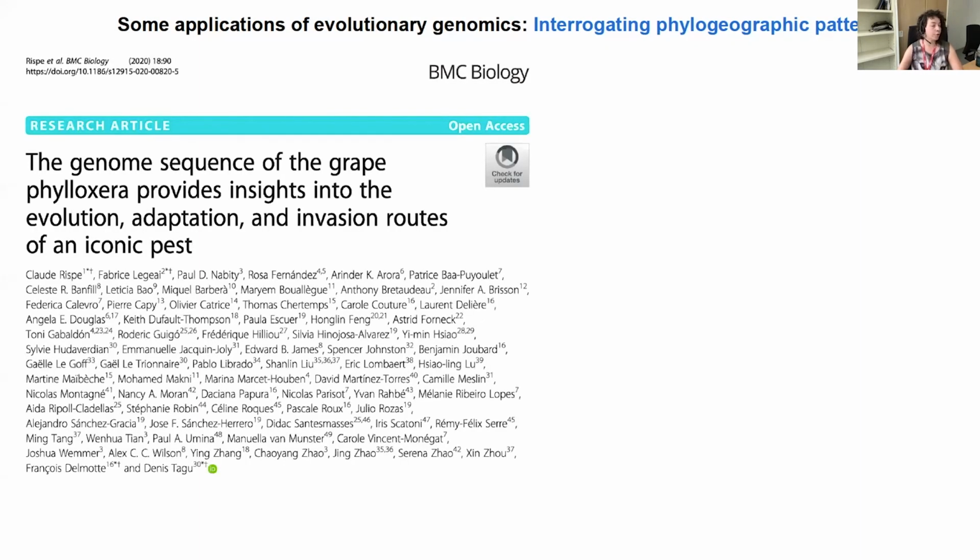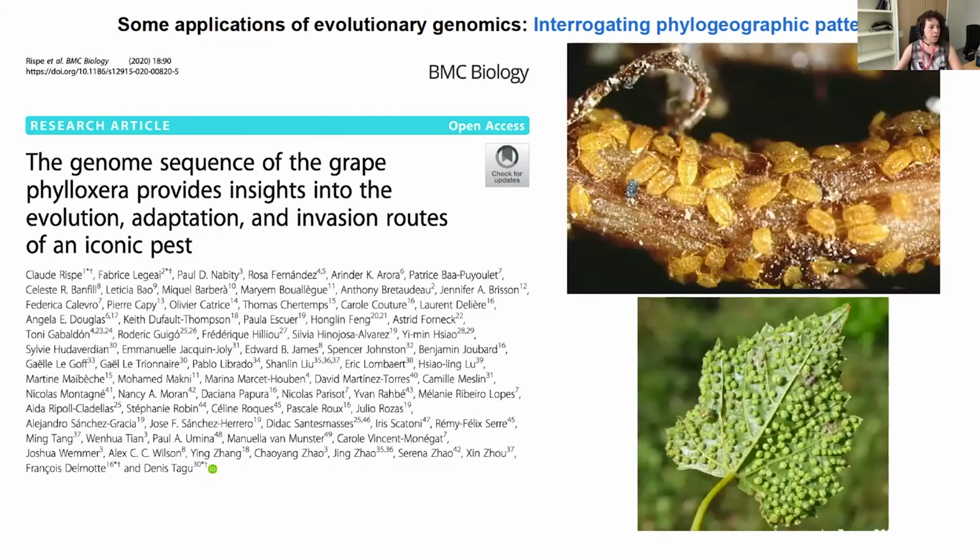And the third and last example of questions that we may address with evolutionary genomics in this world of non-model organisms when we don't know much is about the grape phylloxera. So I'm going to show you here one paper that we published last year with the genome of the grape phylloxera. So the grape phylloxera is this guy here. It's closely related to aphids. As you all know, aphids are pests of plants, and they cause millions in losses in terms of damaging plants and crops.